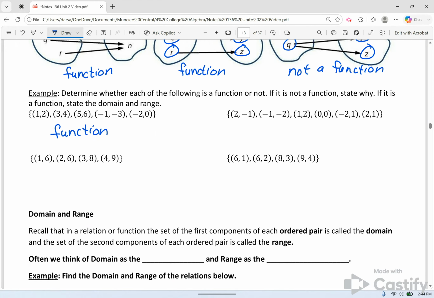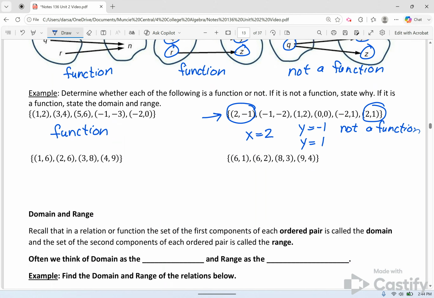Let's look at this one. At first glance, this guy looks like a function. When x is 2, y is -1. -1 goes to -2, 1 goes to 2, 0 goes to 0, 2 goes to 1, and -2 goes to 1, and 2 goes to 1. It looks like a function, but actually there is an x that has two right answers, and it's these two pairs right here. Because when x is 2, in the first one, y is -1, and in the second one, y is 1, and they're both part of the same relation, which means this one has one x with two y's. This one is not a function.